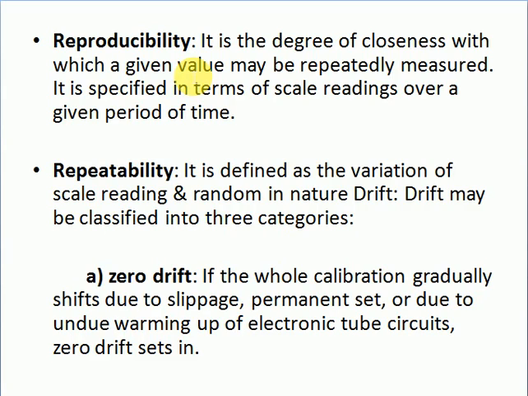Next is repeatability. So what is repeatability? Repeatability is the measure of closeness with which a given input can be measured over and over again. It is defined as the variation of scale reading and is random in nature. Drift may be classified. So drift, what is drift?